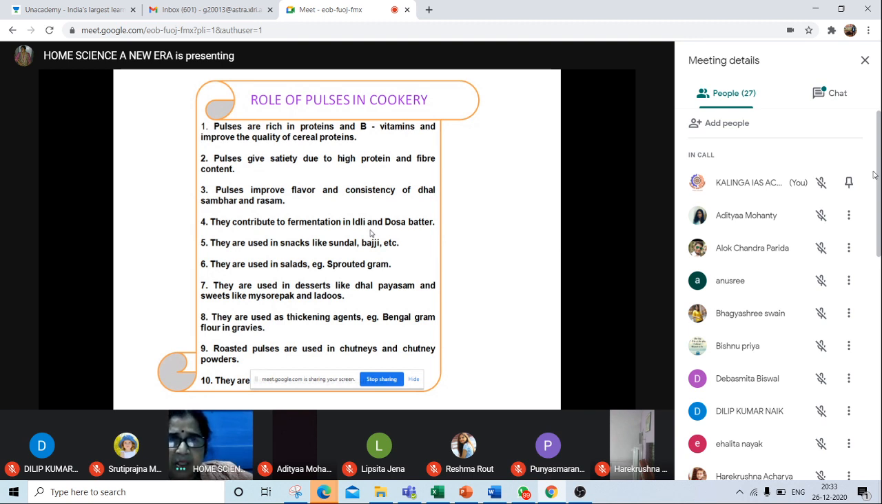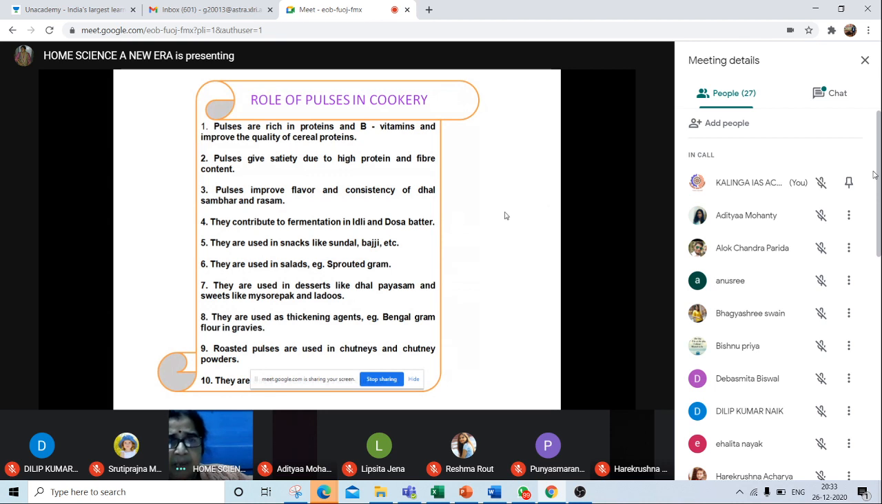They are used in snacks like sundal, bhaji, etc. They are used in salad, such as sprouted gram. They are used in desserts like dal payasam and sweets like Mysore pak and laddu. They are used as a thickening agent, and Bengal gram adds flavor in gravies. Then roasted pulses are used in chutneys and chutney powder.